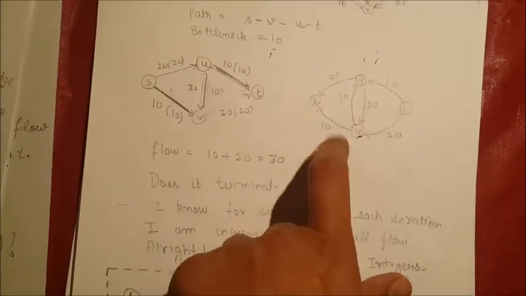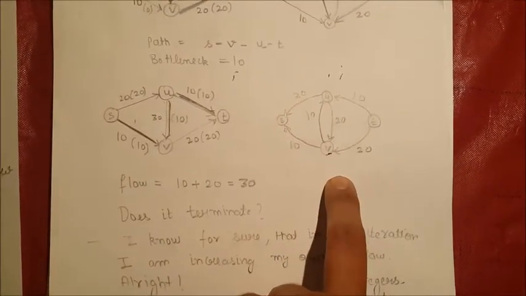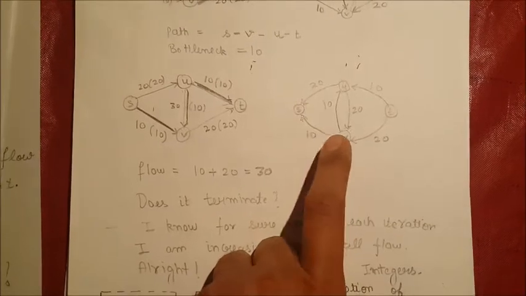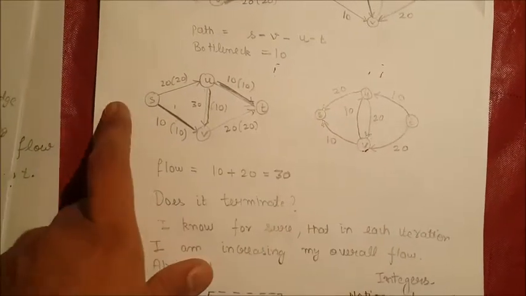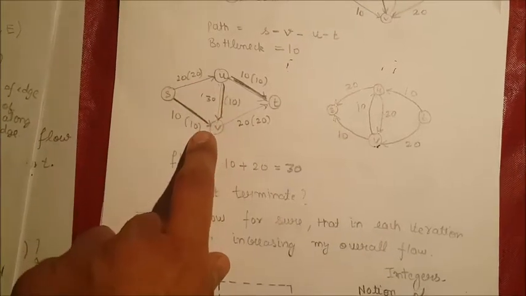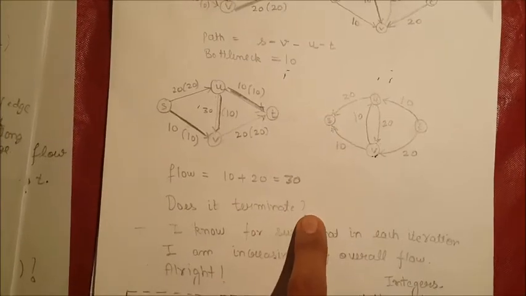Okay? Can we find any more path from S to T? No. Which means we have terminated our algorithm. So what is our maximum flow? Our maximum flow is the amount of flows that is 20 plus 10, which is equal to 30. So this is the maximum amount of flow that we are sending.